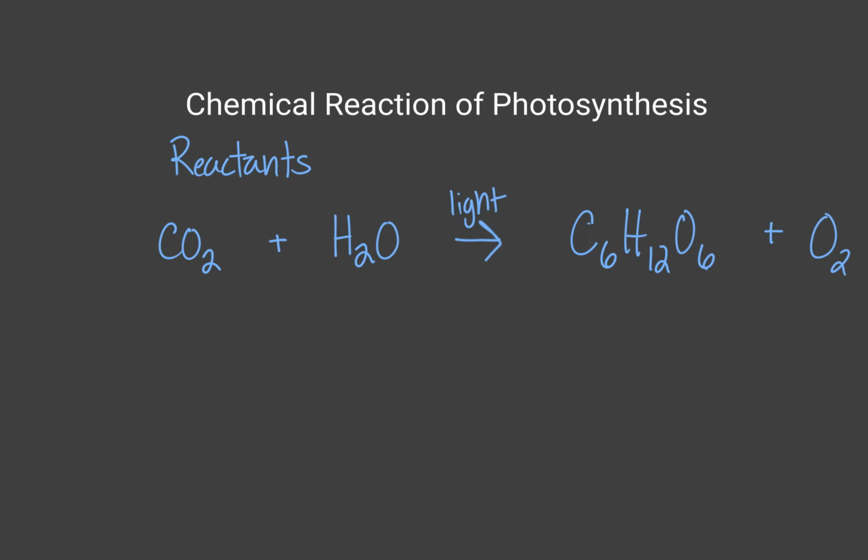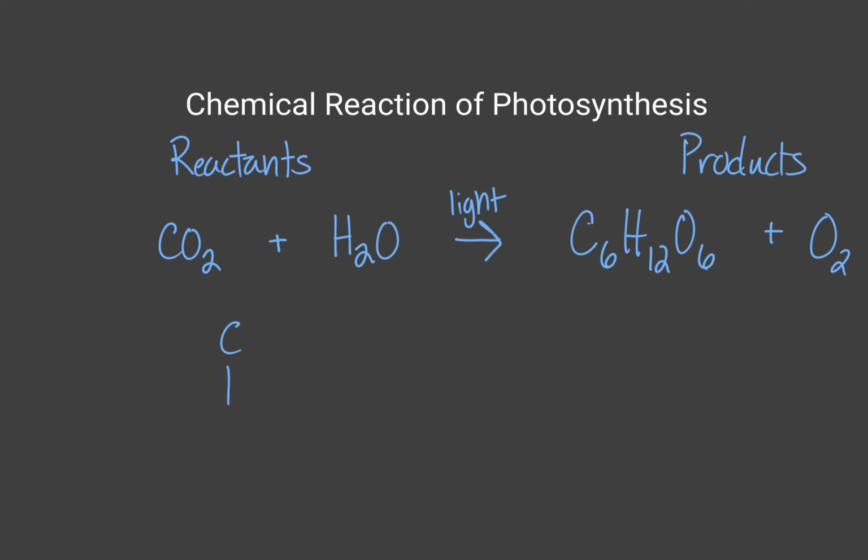So this is the equation, but you'll notice it's not balanced. On the reactant side of the equation, we only have one carbon. On the products side of the equation, there's 6 carbons. So we need to balance this equation. So let's go ahead and do that really quick.